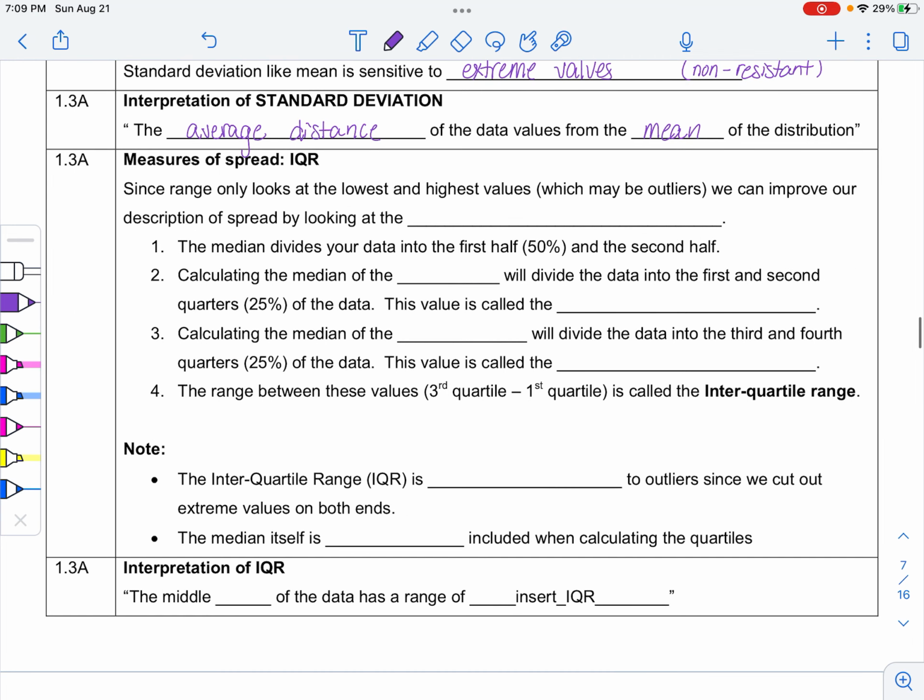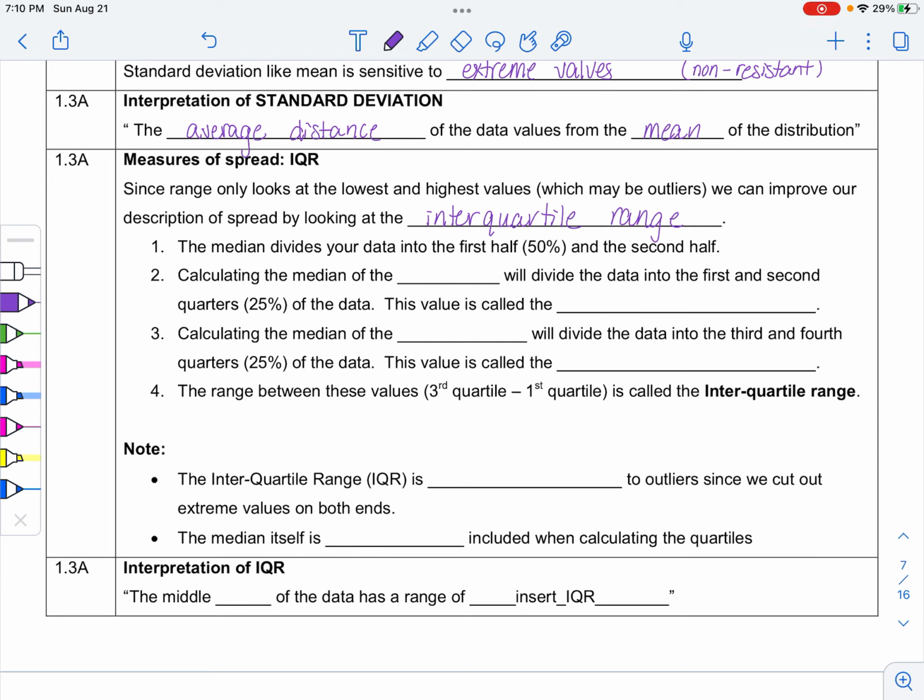So another thing that we can use to talk about the measure of spread is your IQR. This is called your interquartile range. And range in general only looks at the highest and lowest values, which could be outliers. So when we look at the IQR, it can improve our description of the spread. How we calculate it is your median divides your data into the first half and the second half.